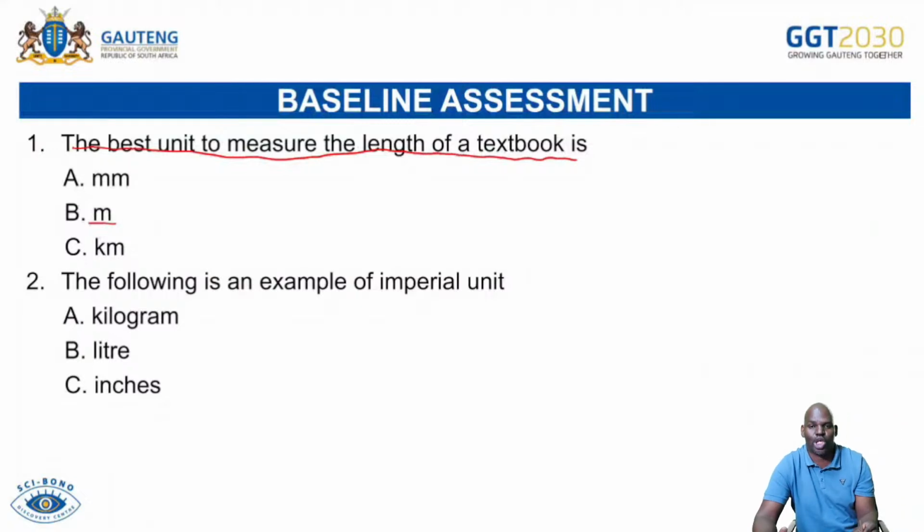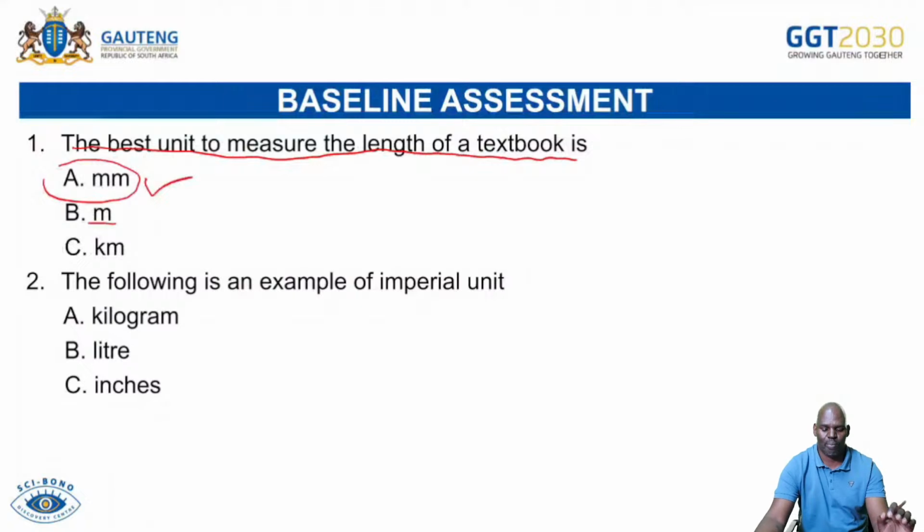The same thing with a kilometer. A kilometer is used to measure a longer distance, but meters are used to measure the longer length. Like for instance, the length of your classroom, we have to use meters. But millimeters are actually suitable to measure the length of a textbook. So in this case, the best unit to measure the length of a textbook is millimeters. Okay, that is number one.